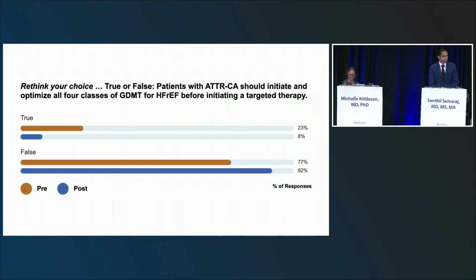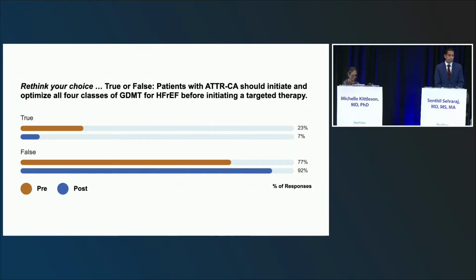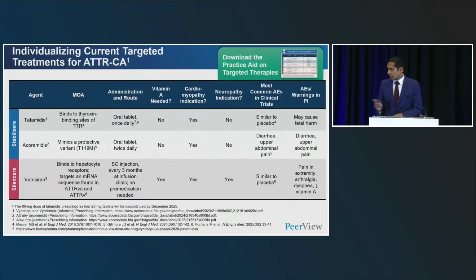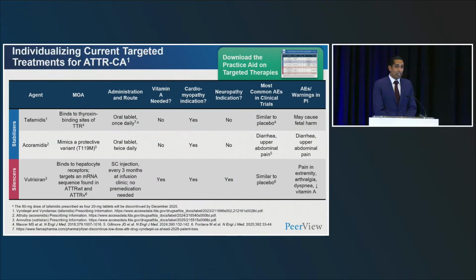Excellent. So I'm going to go with false on this one, and I think most of you agree with that. If you see these patients in the office, it's very easy to start with the MRA and SGLT2 inhibitor because it's going to take a little bit of time for that prior authorization to get a targeted treatment, but you do not necessarily need to start all 4, and in fact, you probably don't want to start all 4 in these patients who may not tolerate some of these classes of medications. Do you agree with that, Dr. Kittleson? 100%. Perfect.